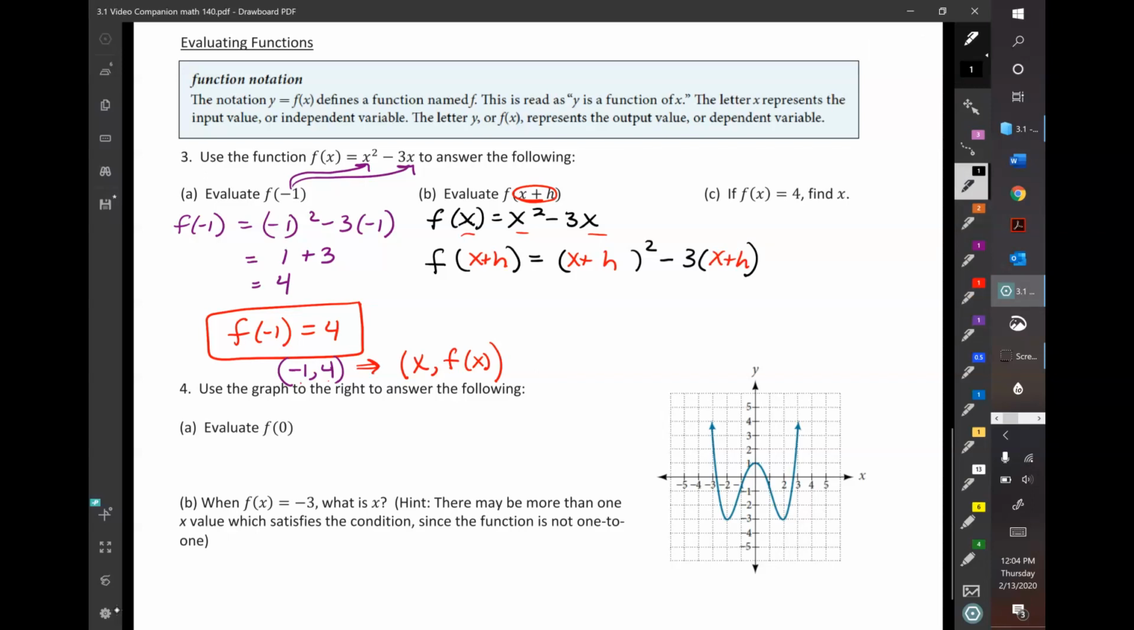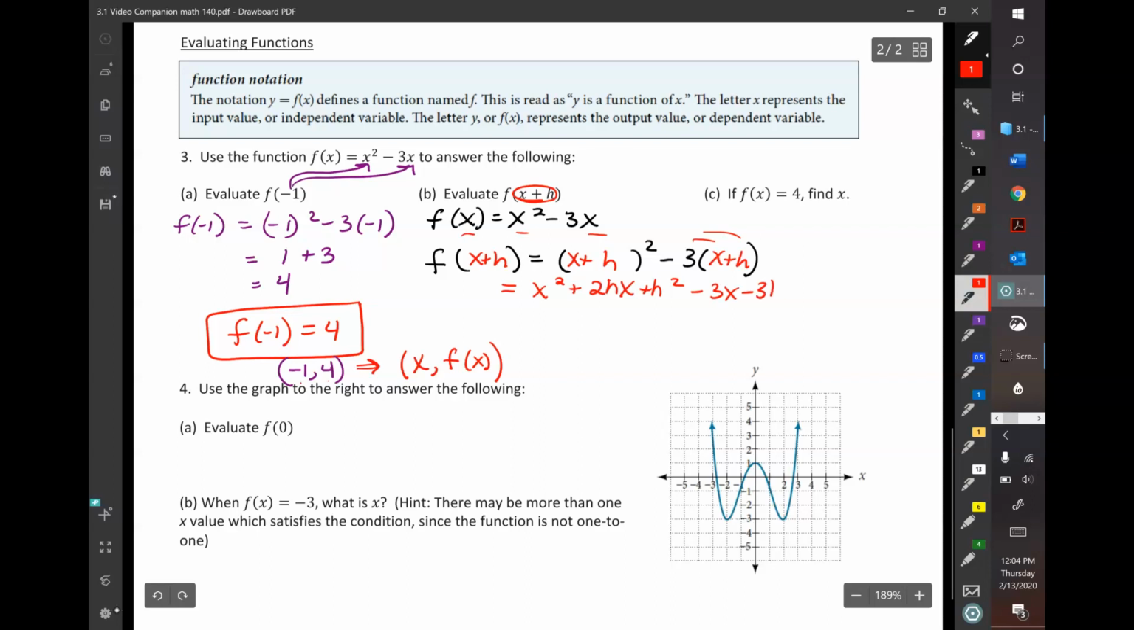So now what I want to do is expand out all the stuff I've been working on. Right now it's just the right hand side of a function. I don't have my left hand side set equal to a number, so I'm not going to solve anything. I just want to simplify it. Okay, so I'm just going to bring the equals down here, and I would have (x plus h) all squared, which is going to be x squared plus 2hx plus h squared minus, and distribute this, 3x minus 3h.